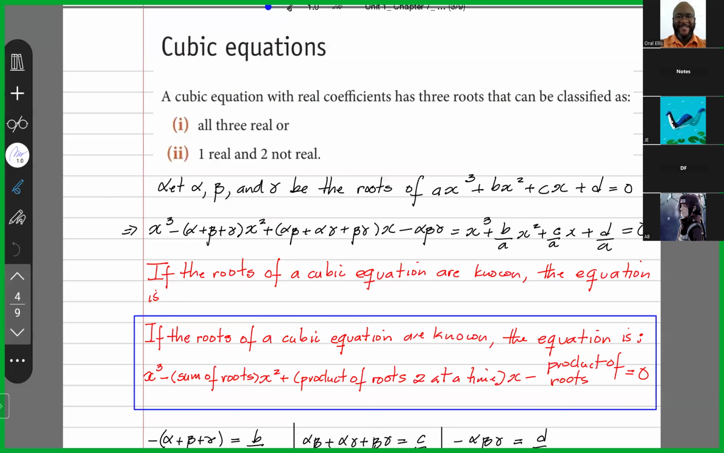All right, so the next thing we're moving on to, after reviewing the quadratic polynomial, we're going to move on to cubic equations. Now, a cubic equation with real coefficients has three roots that are classified as: one, all three roots are real, or two, one is real and two are imaginary.